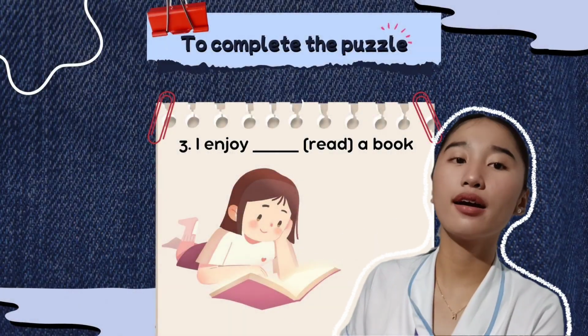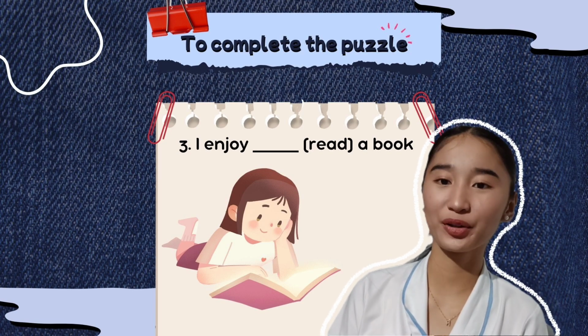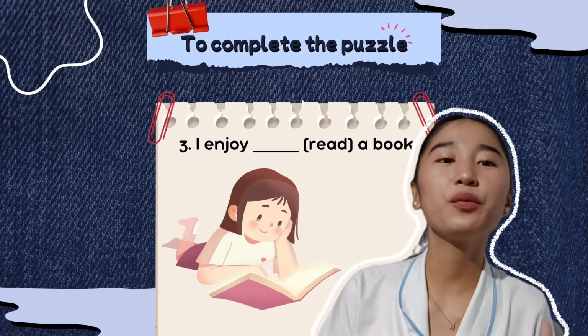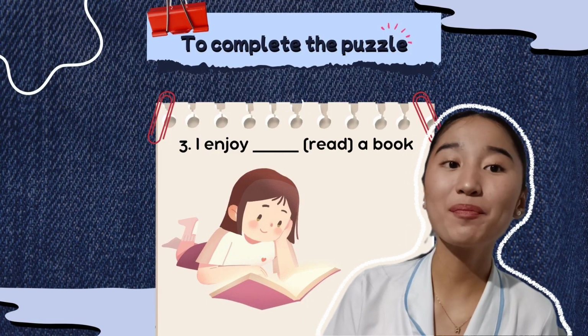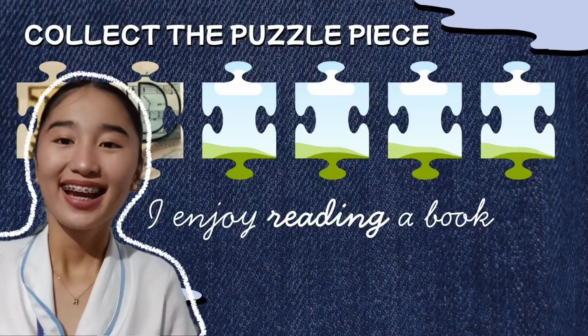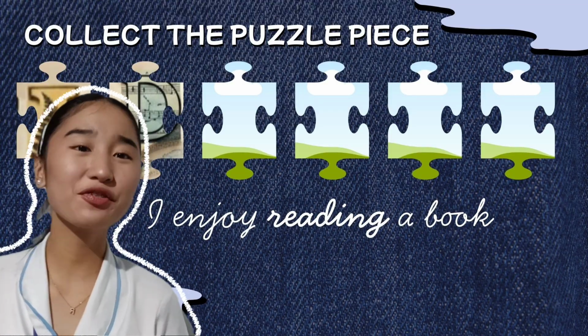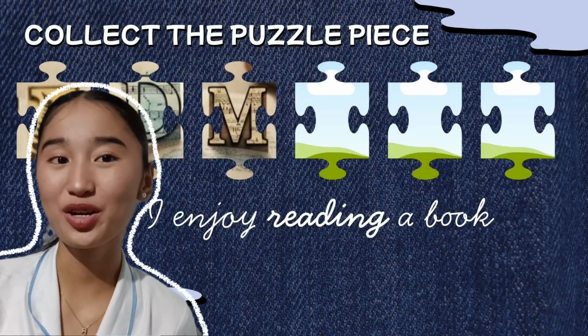So let's proceed to the third one, which is I enjoy blank read a book. In every correct answer, you will gain one piece of a puzzle. Great! It's I enjoy reading a book. Thus, you've gained another piece for our puzzle.